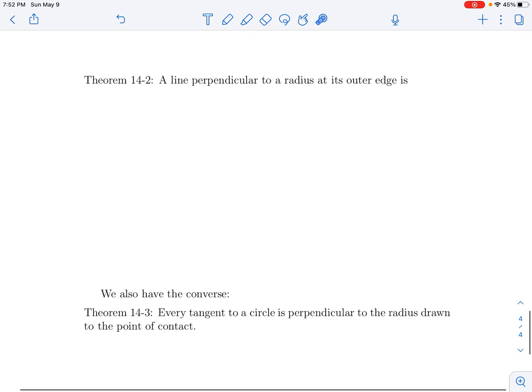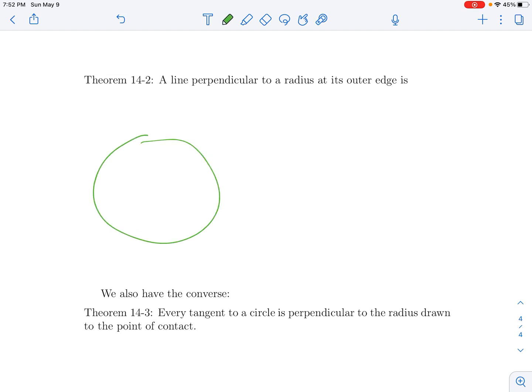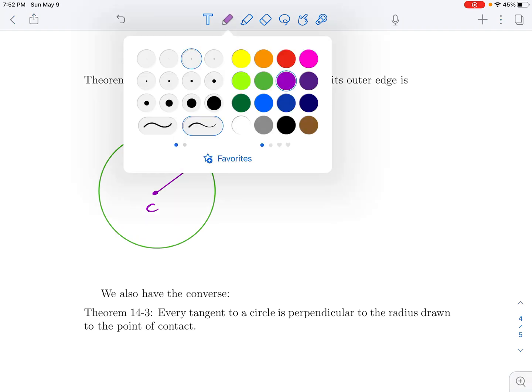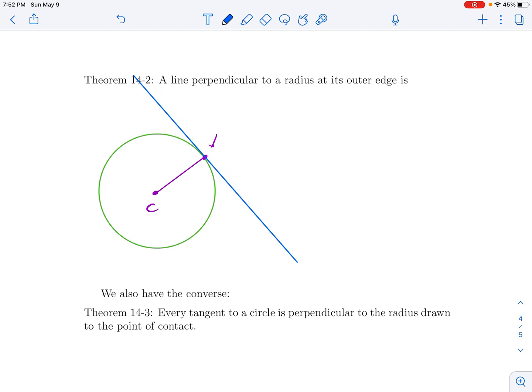Okay, now a couple of theorems about the relationship between a tangent and a radius. So if I take a circle, a line perpendicular to a radius at its outer edge. So I'll start by drawing a radius. Here's my outer edge. And now if I draw a new line that is perpendicular to that radius, what we're seeing here is that this line I just drew is a tangent line. I'm not going to prove that, but hopefully the picture speaks for itself. A line perpendicular to a radius at its outer edge is, I'll say, tangent to the circle.